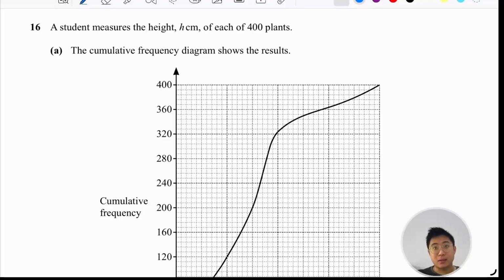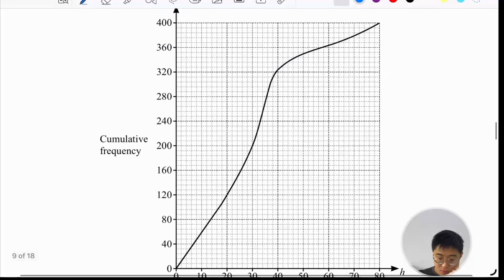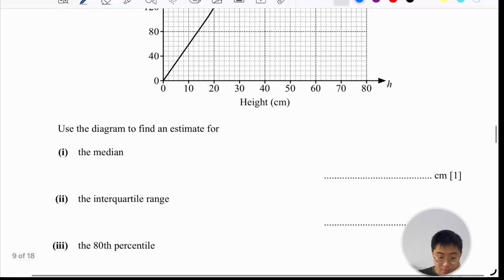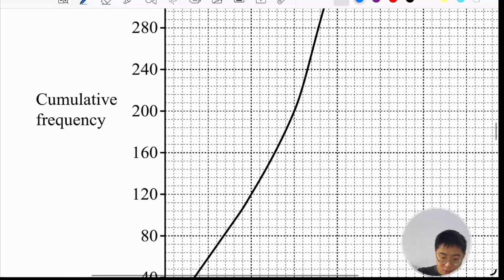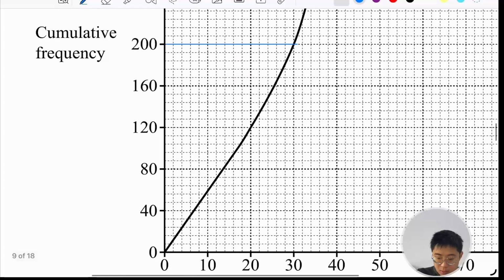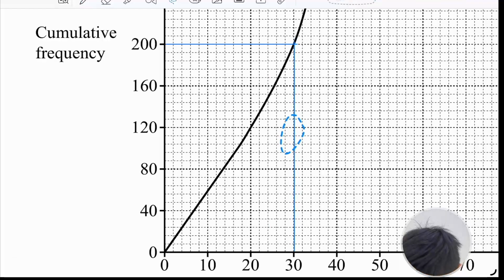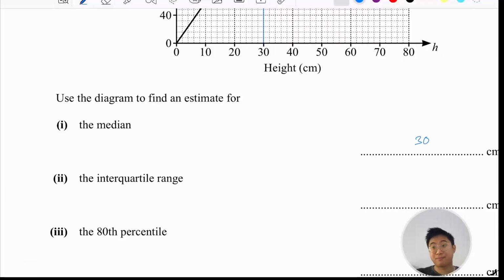Right, measuring the height of 400 plants. Cumulative frequency shows the results. Okay. So 400 plants, right? And then they want the median. So what is the middle of 400 plants? 200, right? That's the middle. So I will mark it on my graph, 200. And I'll drag that down. You can see that I landed at 30, right? So that's the median, 30, middle.